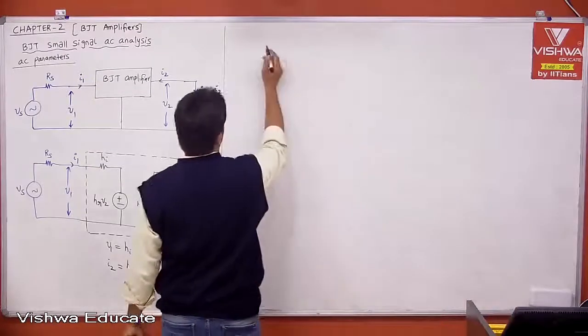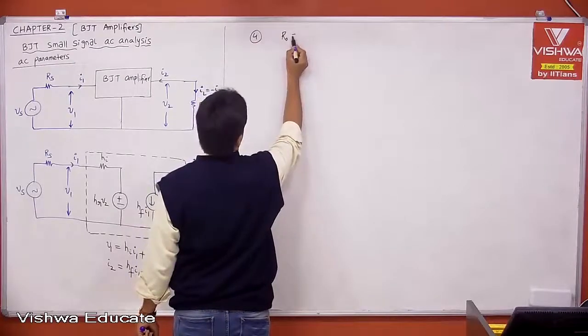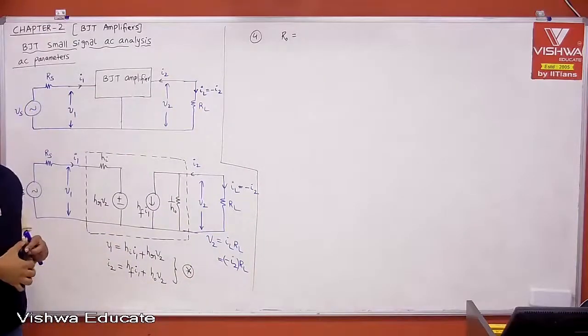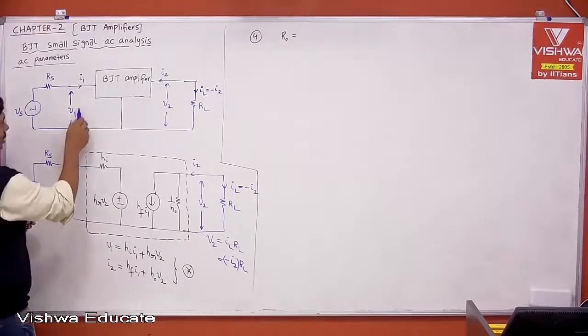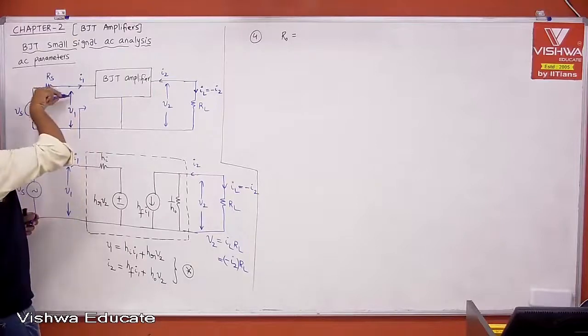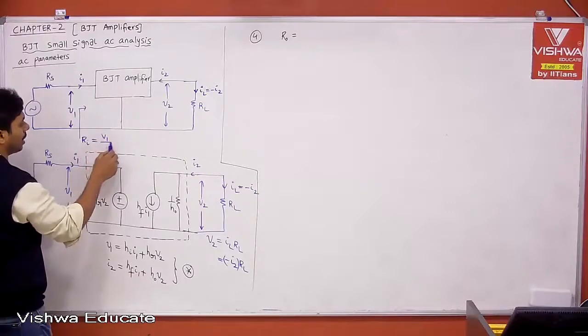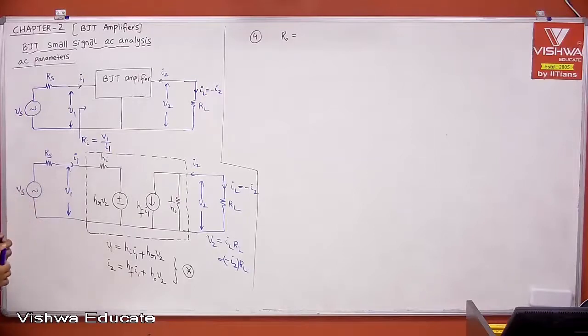Let's see the last one, the fourth one, output impedance definition. Tell me, what is the definition of output impedance? The definition of output impedance is the impedance seen from the output port. With respect to input impedance, we know that this is nothing but the impedance seen from the input port. That is Ri, which I told is v1 divided by i1. That is what we used and then we solved.